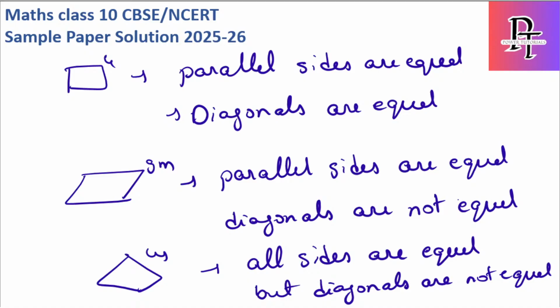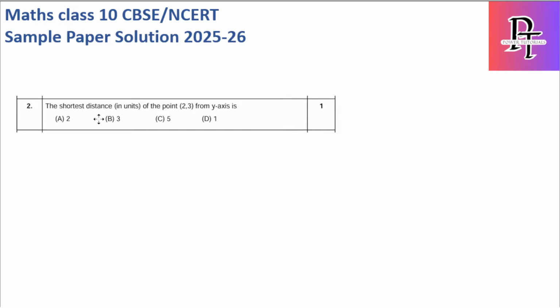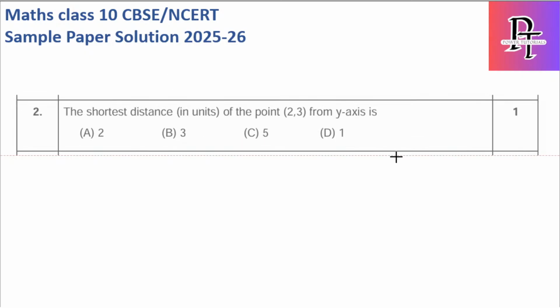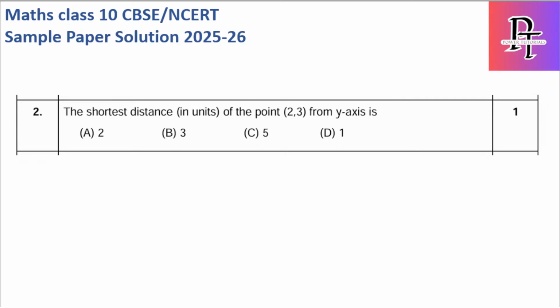Let's go with the questions. Let me just take a screenshot of it. We have 2 MCQs and one 5 marks question from this chapter in the sample paper, so a total of 7 marks is the weightage. I'll write it here: total weightage in the sample paper is 7 marks from coordinate geometry.